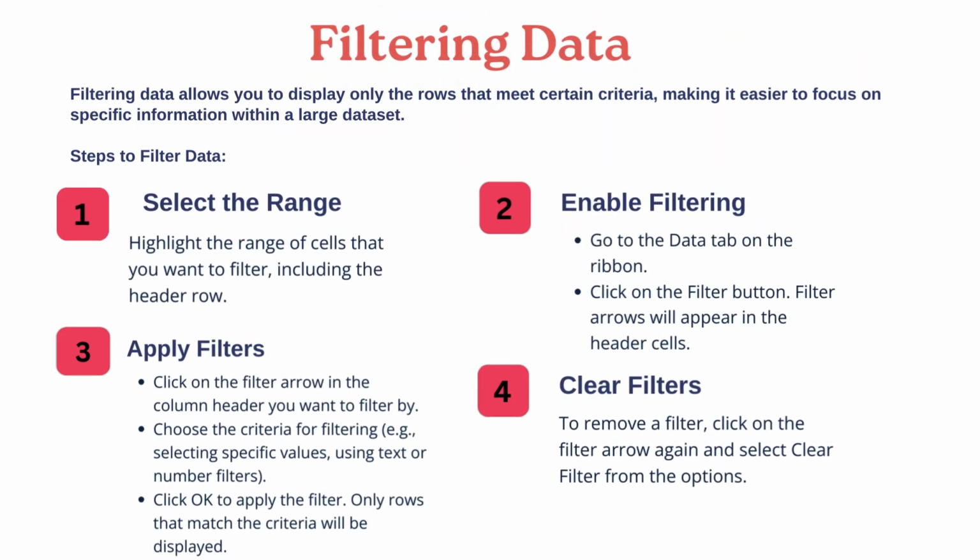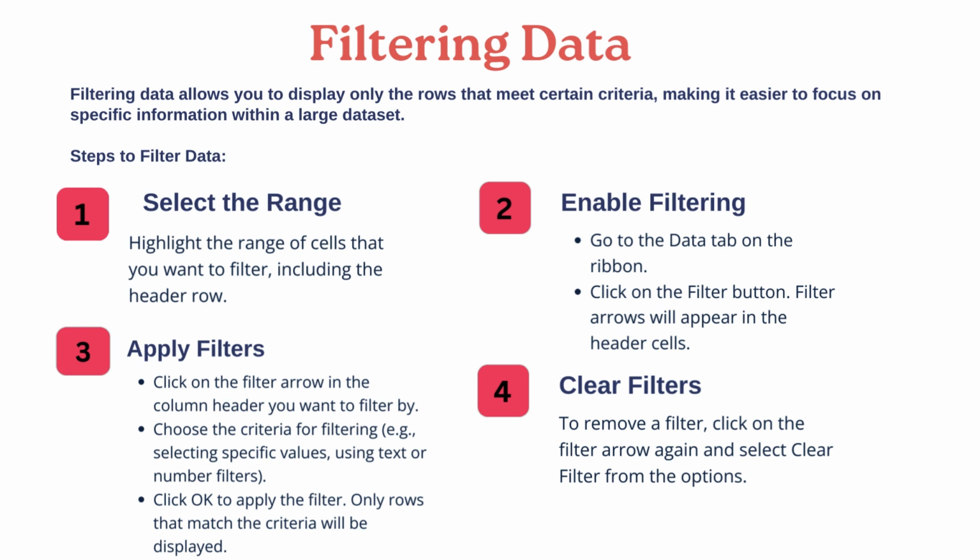Filtering data allows you to display only the rows that meet certain criteria, making it easier to focus on specific information within a large dataset. Steps to filter data: select the range. Highlight the range of cells that you want to filter, including the header row. Enable filtering. Go to the Data tab on the ribbon. Click on the Filter button. Filter arrows will appear in the header cells.